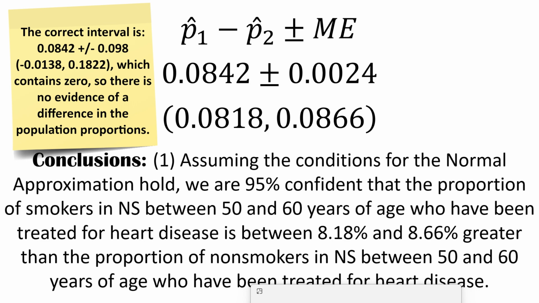So let's see. The first part of the conclusion is this: assuming the conditions for the normal approximation hold, we are 95% confident that the proportion of smokers in Nova Scotia in this age category who have been treated for heart disease is between 8.18 and 8.66% greater than the proportion of non-smokers in this age category who have been treated for heart disease.